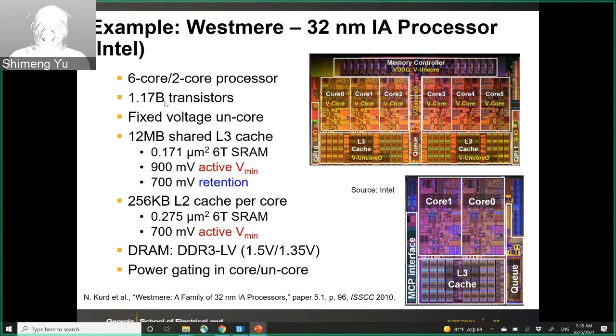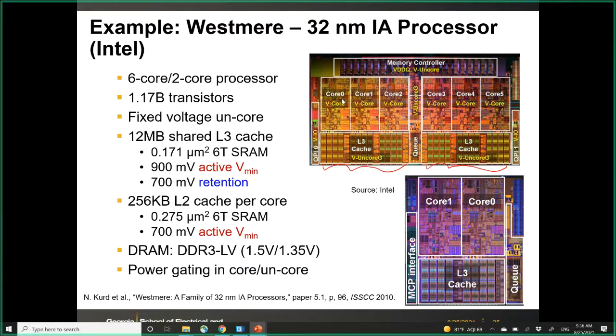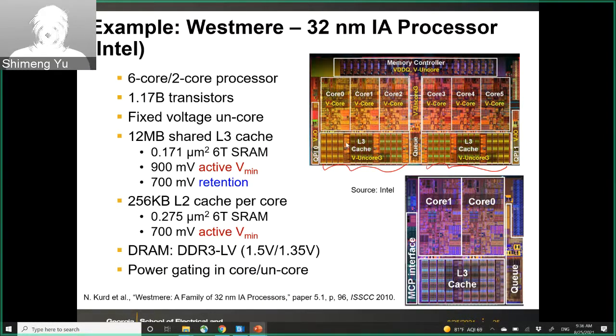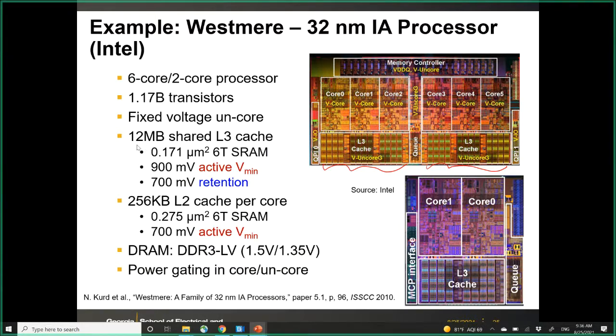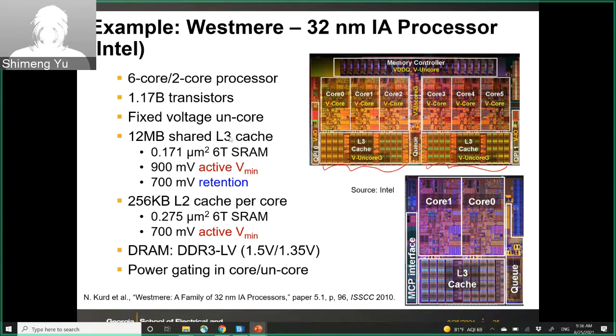So for the 6-core design, you will have more than 1 billion transistors on chip. And in this case, this is enabled. So this region is L3 cache. And L3 cache is shared between cores. So from core 0 to core 2, those three will share the first L3 cache. And then the second group, core 3 to core 5, will share the other L3 cache. So in this case, we have in total 12 megabytes of L3 cache.